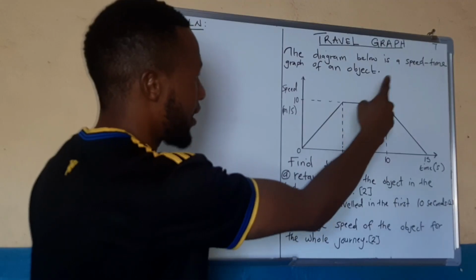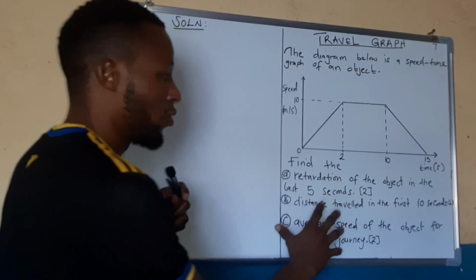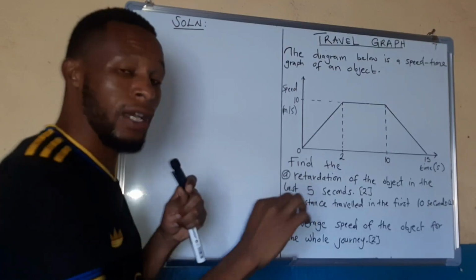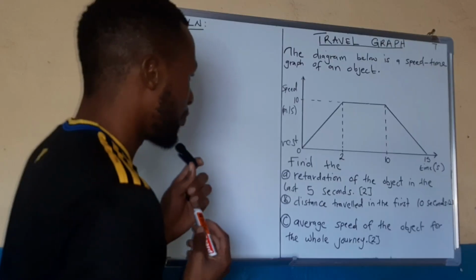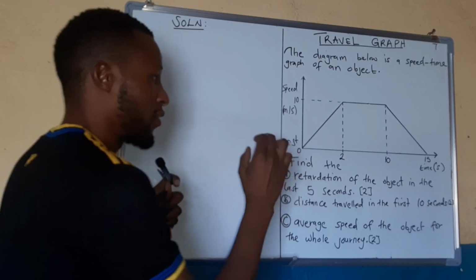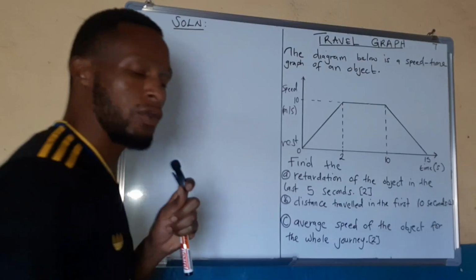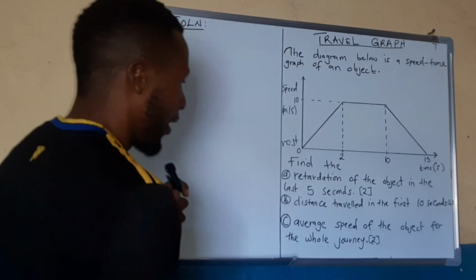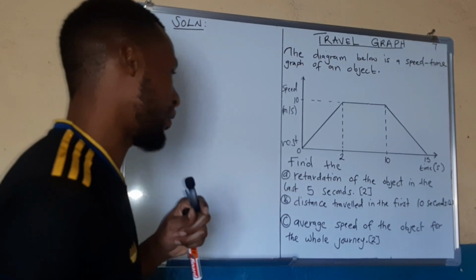The diagram below is a speed-time graph of an object. Analyze it before you go to the questions. Where is it starting from? This object is starting from 0. That means it is starting from rest. Then it accelerated up to this much. The highest speed it reached is 10 meters per second. Then after some time, constant speed, then it had to decelerate, meaning reducing in speed until it stopped. This was the total time covered, 15 seconds. Let us now go to the questions.